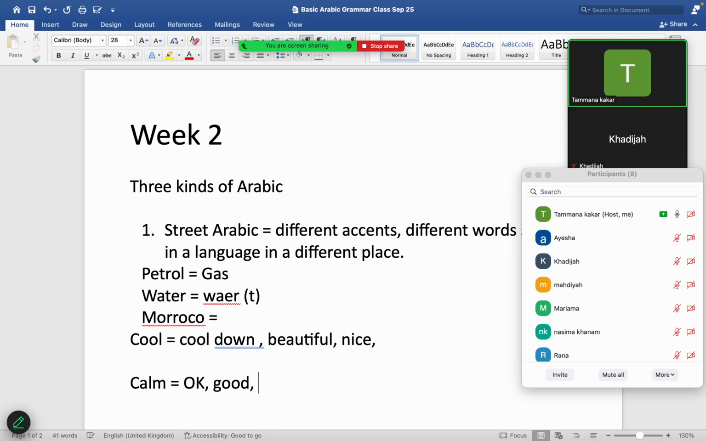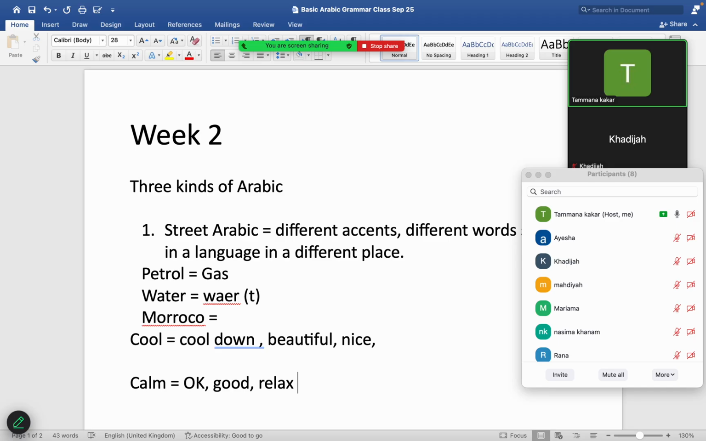It's good. Calm. But going back a few years, what did calm mean? It meant when you're relaxed. Relax. Well done. Yes. So do you understand what it means by street Arabic? The accents are different, the words are different, the words are used differently. Okay, we are talking about Arabic.